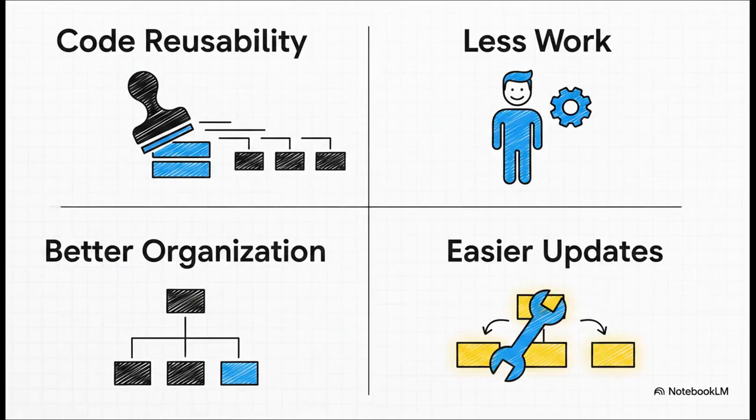So let's wrap up with the 4 huge wins this gives us. First, code reusability. Write it once, use it 100 times. Second, less work. You only have to code what's actually different. Third, better organization. You get that clean, logical family tree. And maybe the most powerful of all, easier updates. If you find a bug in the generic item class and you fix it, every single class that extends it gets that fix instantly, automatically.